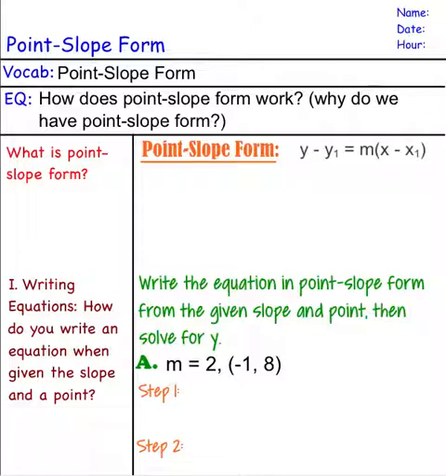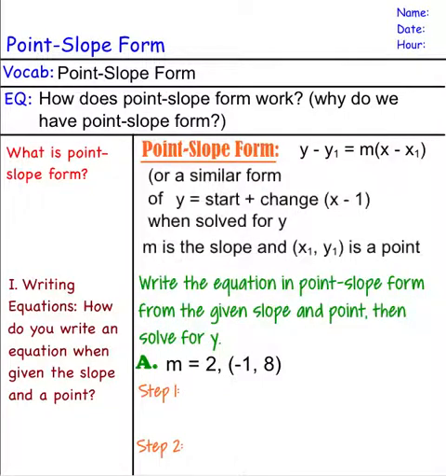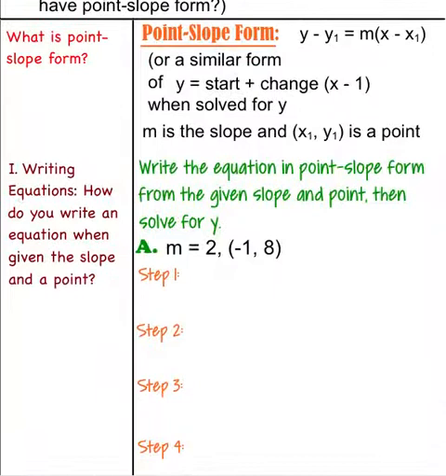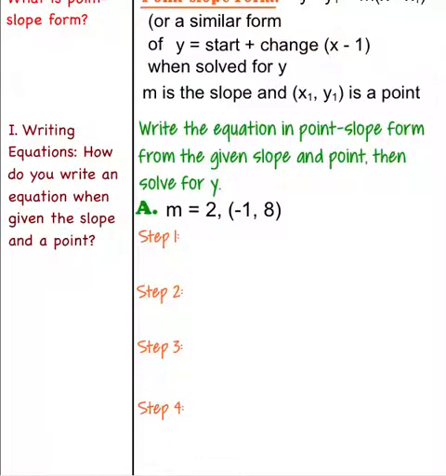Point slope form is this form of y minus y1 equals m times x minus x1, which if you notice is similar to the form y equals start plus change times x minus 1 when it's solved for y anyway. And in this case, m is still a slope and (x1, y1) is going to be a point, and this really can be any point. So the first thing we're going to take a look at today is being able to write the equation. So our first aspect is writing the equation when you're given the slope and a point.